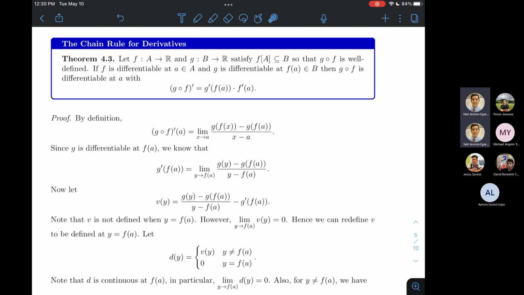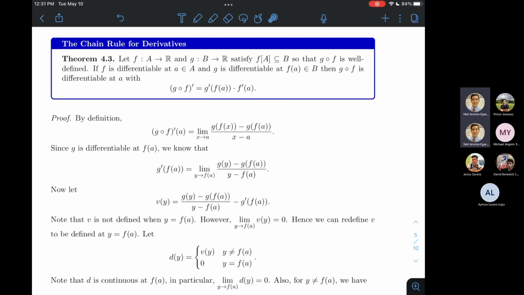Now here our assumption is that f is differentiable at number a and G is differentiable at f of a. Then the conclusion is that G circle f is differentiable at a with the following formula. Pero alam niyo na to, ito yung chain rule na natutunan natin sa Math 36. Tingnan natin paano ginawa yung proof.